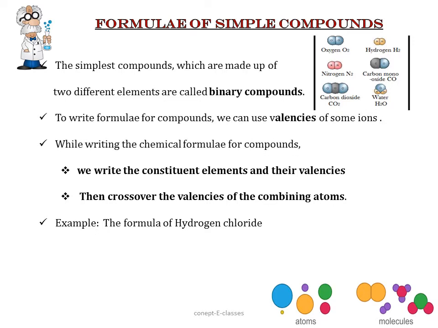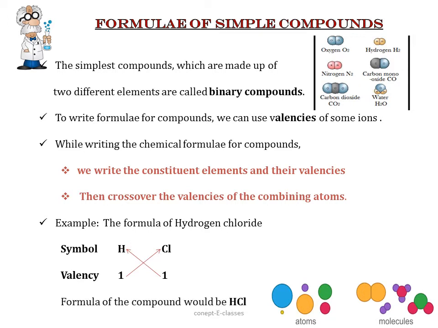Now while writing the chemical formula for compounds, first we should write the constituent elements and then their valency. Then we cross over the valencies of the combining atoms. For example, the formula of hydrogen chloride. So first we write the elements of hydrogen chloride. What are the elements? Hydrogen and chlorine. Then we write their valencies. For hydrogen, the valency is 1, for chlorine, it is 1. Then we cross over the valencies of the combining atoms. Hence, the formula of the compound would be H, only 1 atom of hydrogen and 1 atom of chlorine, HCl. So this is how we write the formula of simple compounds.